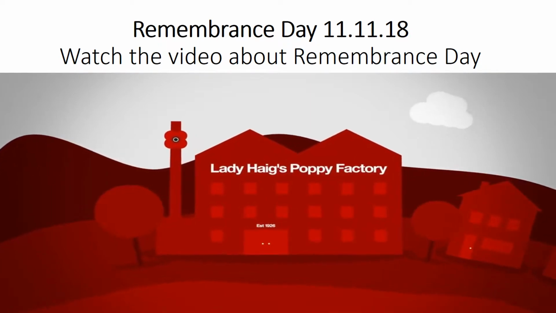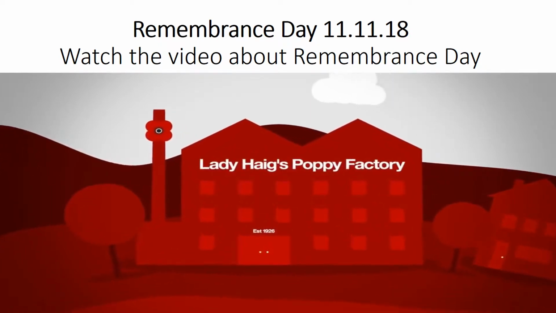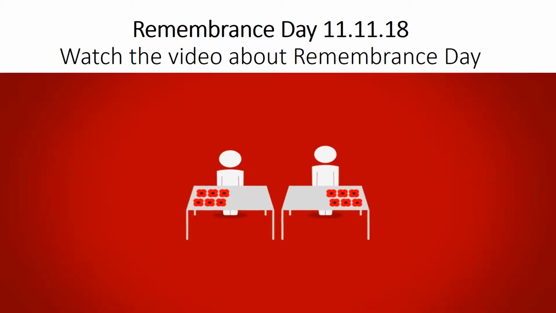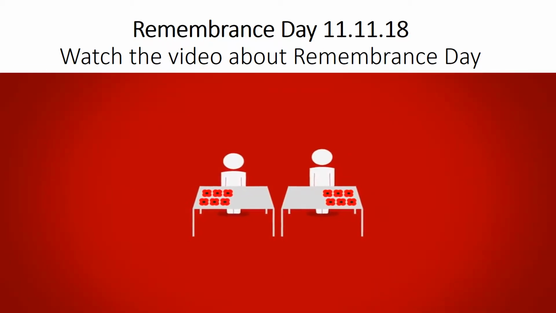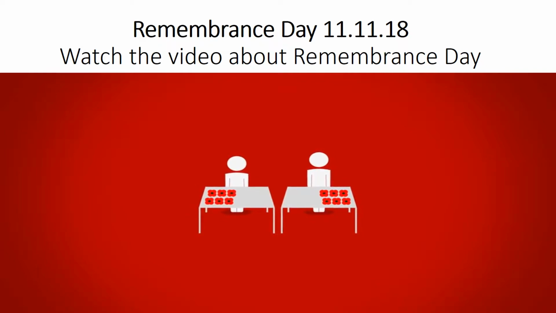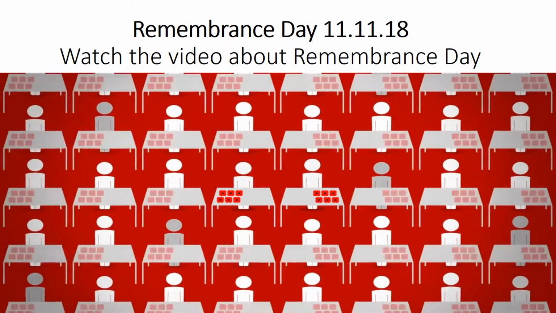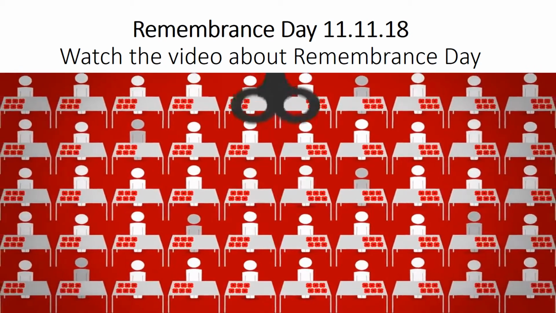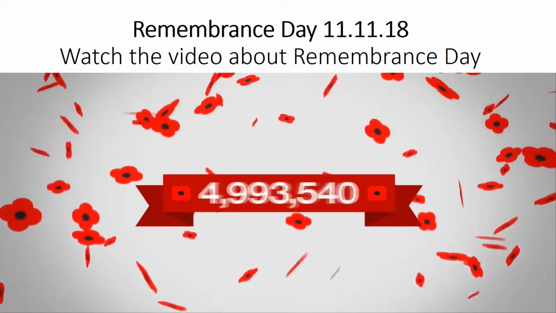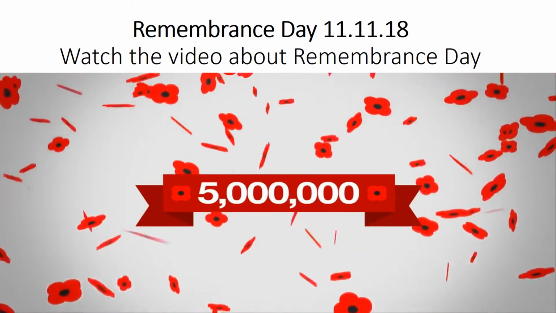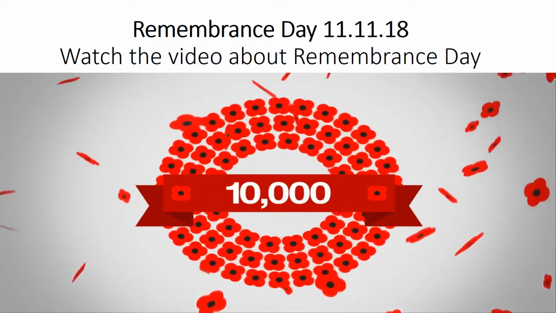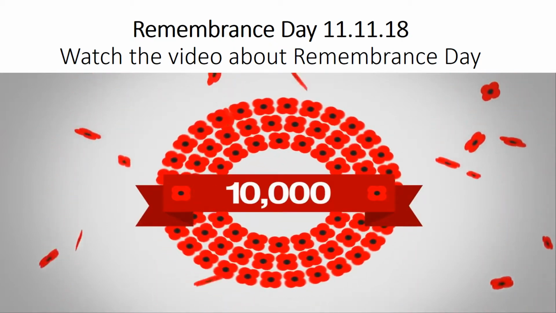All the poppies sold in Scotland are made in the Lady Haig's poppy factory in Edinburgh, which opened in 1926. When the factory first opened, all the poppies were handmade by just 2 ex-servicemen, with some red paper and a pair of scissors. Today there are nearly 40 ex-servicemen with disabilities who work in the factory. These men make 5 million poppies every year for the Scottish Poppy Appeal. They also make more than 10,000 wreaths. That's a lot of poppies.